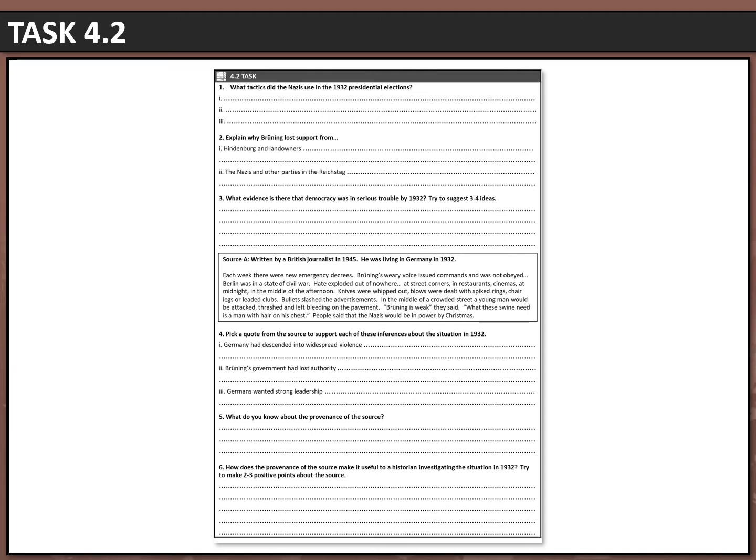So if you need to, pause the video and get your workbook ready. You need this page for task 4.2. When you're ready, hit play again.